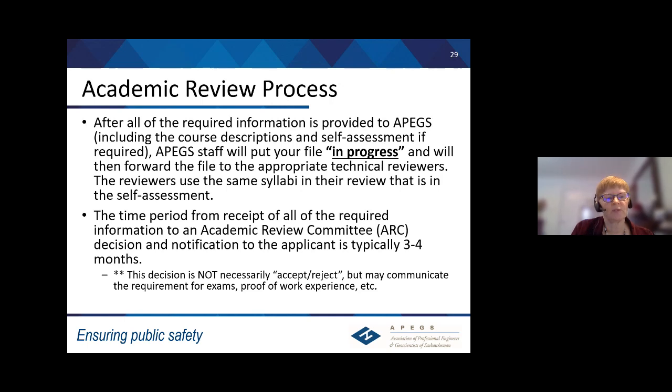So once we've received all of your information, including course descriptions, a program syllabus, self-assessment, all of those things, if they're required, your file will be put what we call in progress. And that means it's starting to go through the review process, and that will be updated in your online profile. It generally takes from 3 to 4 months to get a result from the academic review process. It depends a little bit on the details of which process you're going through, but that's generally the time frame. The maximum amount of time it's going to take is 3 to 4 months for that initial decision. And that decision is not necessarily going to be either you're accepted and approved or you're rejected. It's often going to be communicating some additional requirement, like either exams or assessment of work experience or something like that.